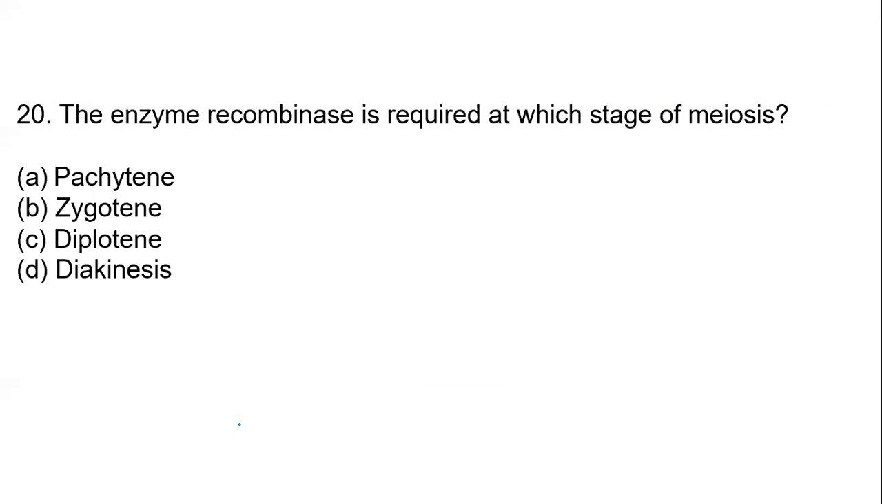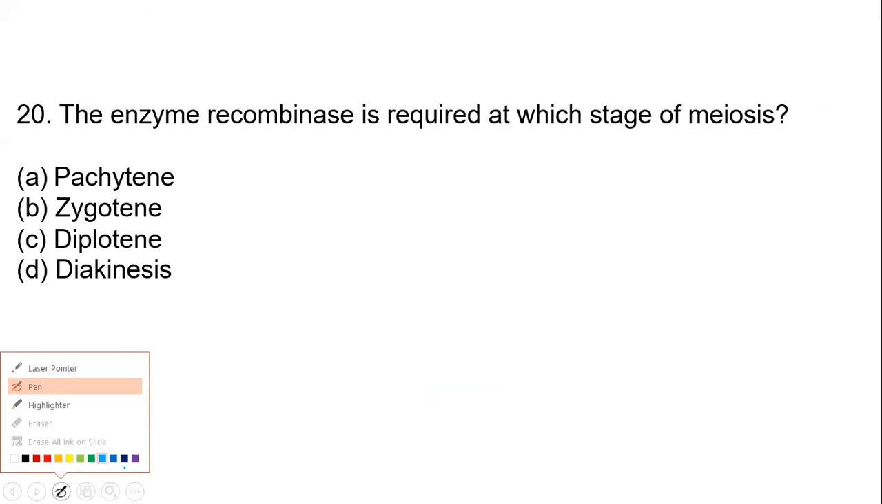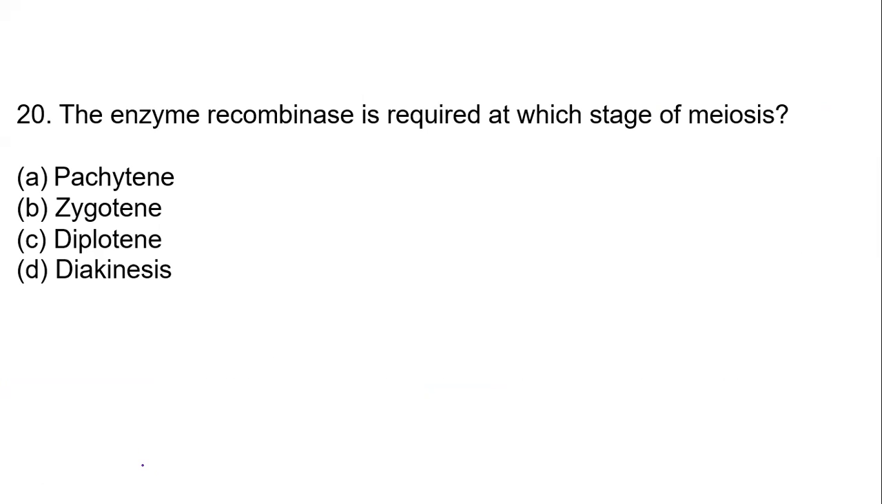Question number 20. The enzyme recombinase is required in which stage of meiosis? During which stage of meiosis does the enzyme recombinase play a role? Recombinase enzyme is needed at the place of crossing over, that is the pachytene. Enzyme recombinase can be seen in the pachytene stage. So the correct answer for question number 20 is option number A.